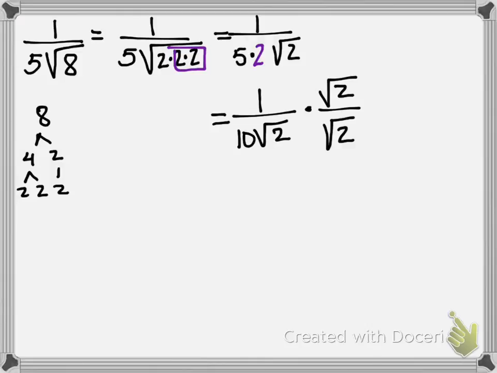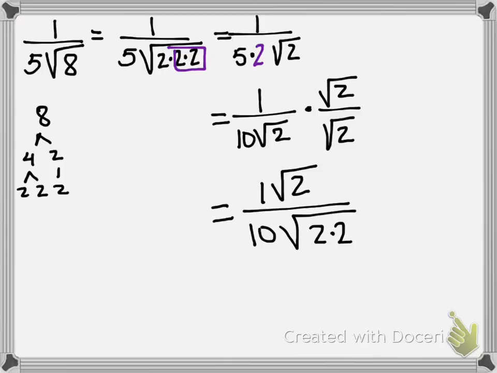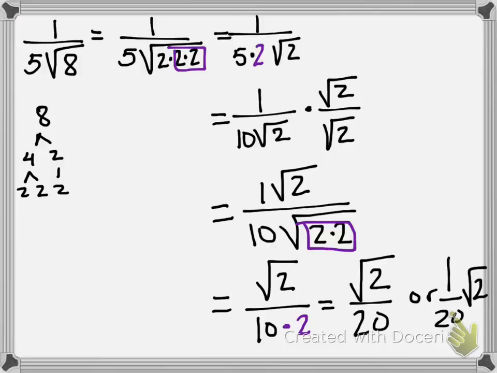And so we have everything multiplied by the square root of 2, and we get 1 square root of 2 over 10 square root of 2 times 2. Since we're looking for a group of 2's, there we go. The 2 multiplies the 10, and we get square root of 2 over 20, or 1/20th square root of 2. Okay.